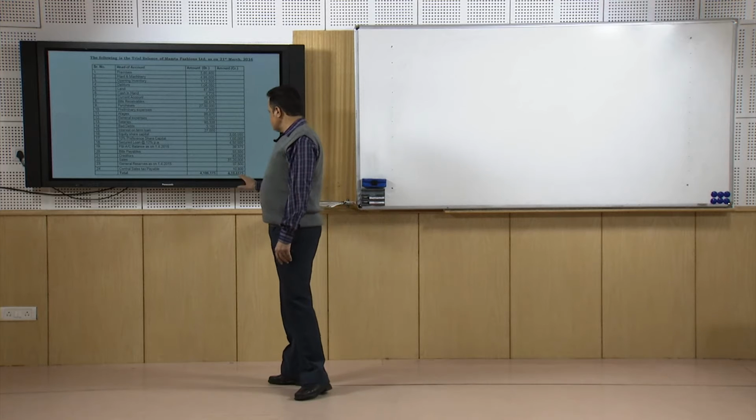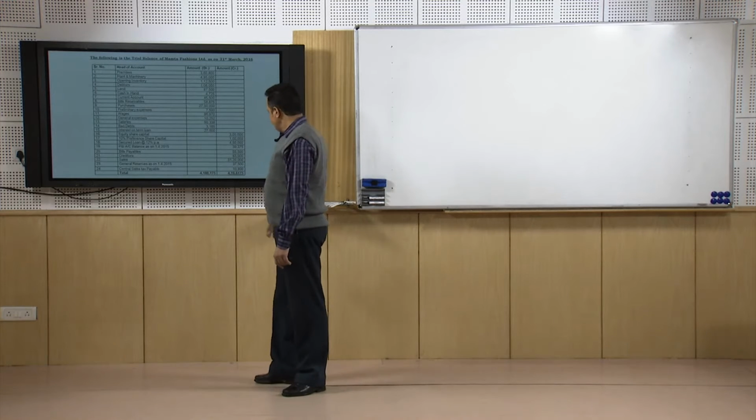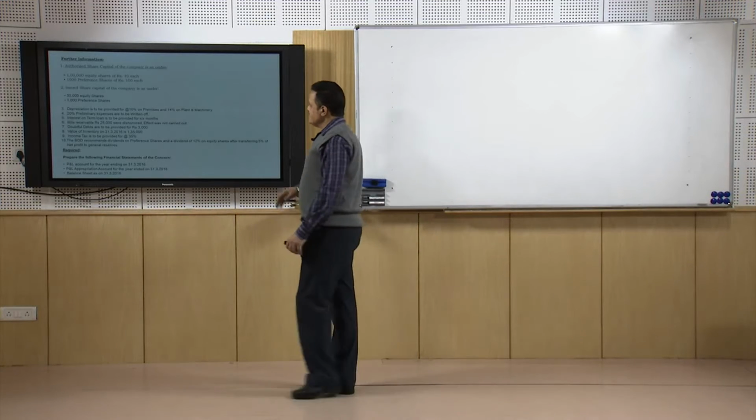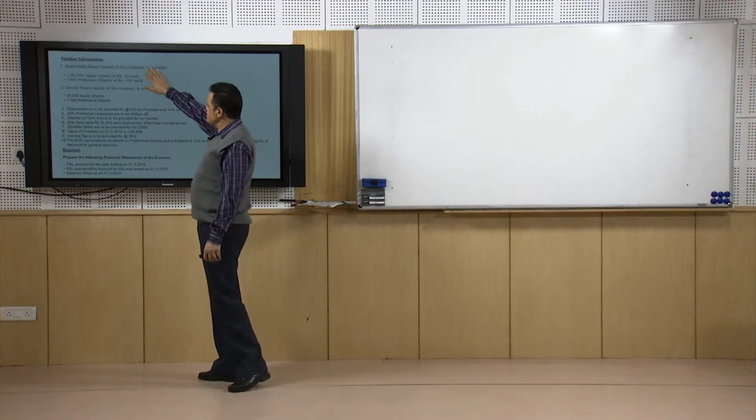So the total of this Mamta Fashions trial balance is 41,96,175. This is the total. And then we have some additional information which is quite interesting. Now you see that we have the additional information here, share capital.